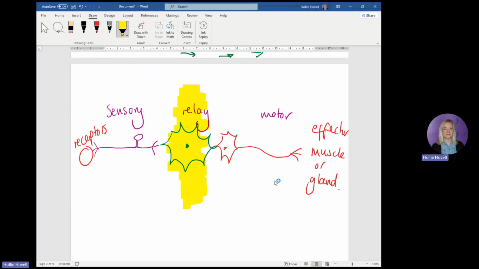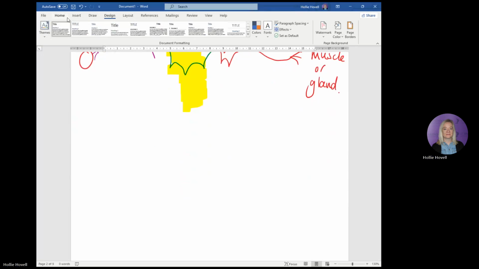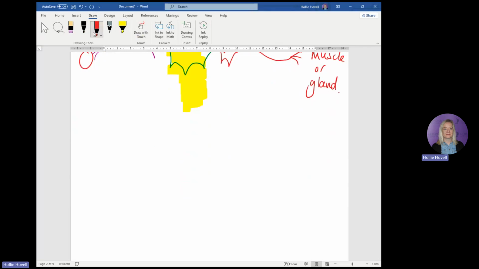Okay. Now, there are a few other words that we can associate with the nervous system. So some of the things that are controlled by nerves, we can control, and some things we can't control. So we say that they're either voluntary or involuntary.